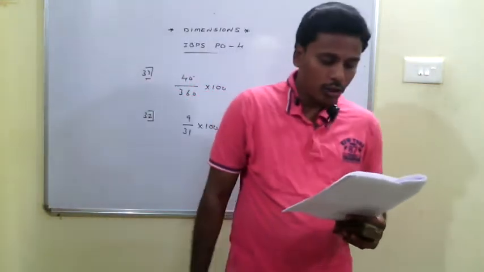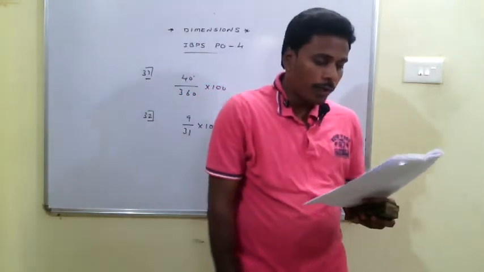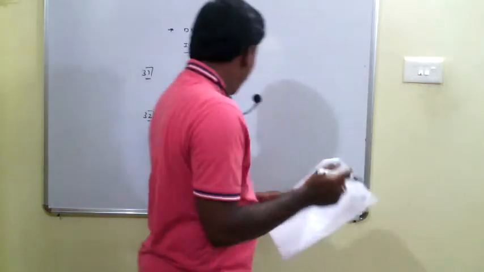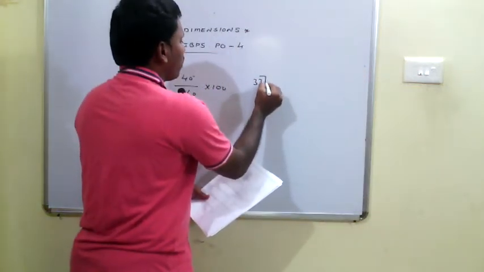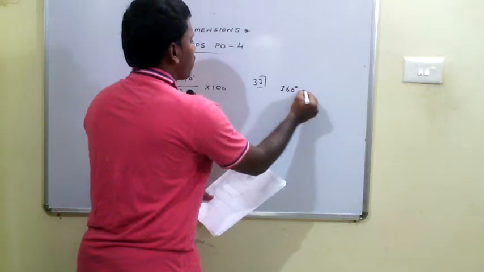Then coming to the 33rd: if the total amount spent on the sports during the year was 4 crores. See, for the 33rd problem, the total amount is given as 4 crores.